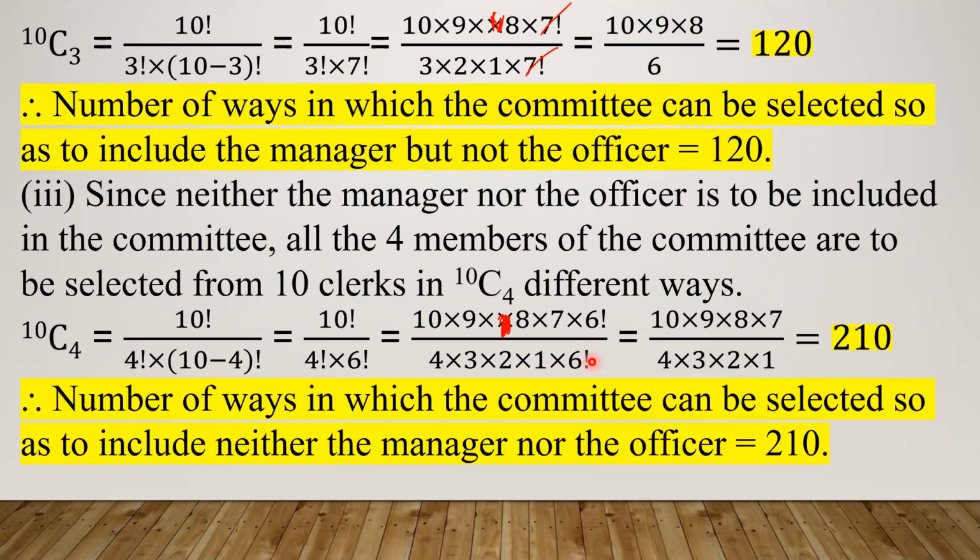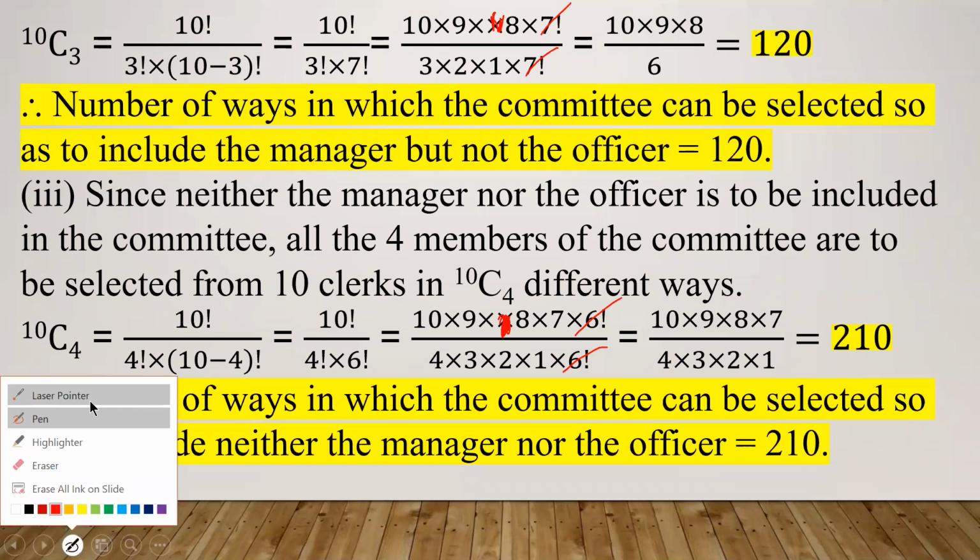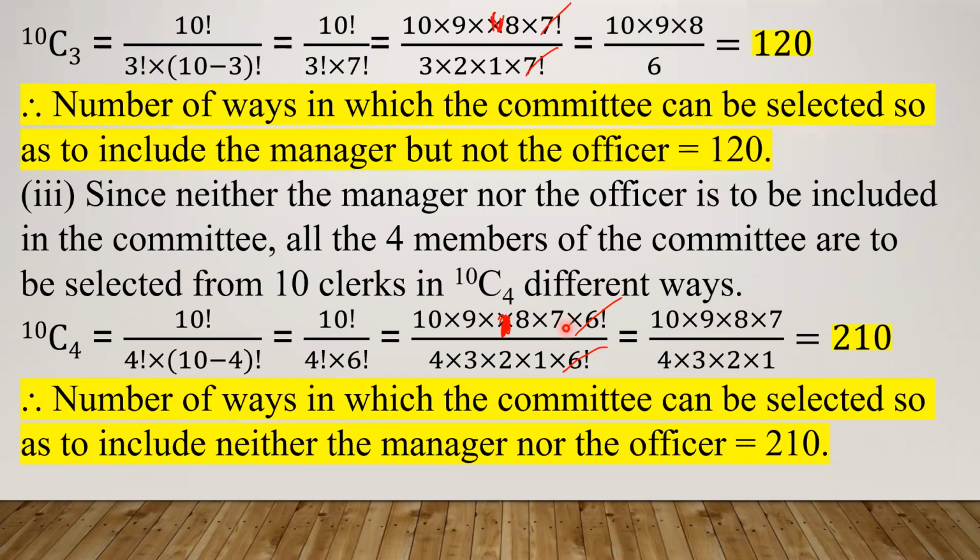So this 6 factorial and this 6 factorial will get cancelled. So I will be left with 10 into 9 into 8 into 7 in the numerator, and in the denominator 4 into 3 into 2 into 1. That you can simplify by the calculator. You will get 210. Okay.